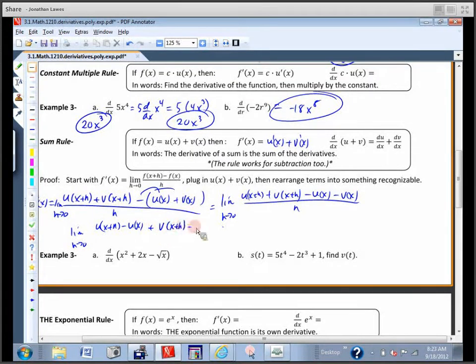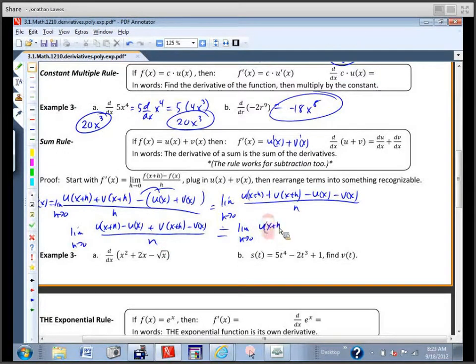So I'm going to suggest we do this. How about we rewrite this in a slightly different way? I'm going to write limit as h approaches 0. I'm going to put the u's together, so this would be u of x plus h minus u of x, and then plus v of x plus h minus v of x, all over h. So I still have the same four terms, I've just written it differently. And then we're almost there. Your hint is, look at the starter question.